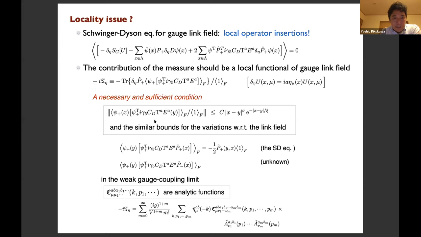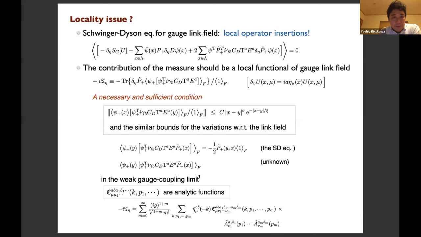But there is another component. Here we have a P plus hat, and we can insert P minus hat here. For this part, we cannot derive a general expression by the Schwinger-Dyson equations. So we need to check this explicitly, and we need to check the variation of this correlation function with respect to the gauge field.